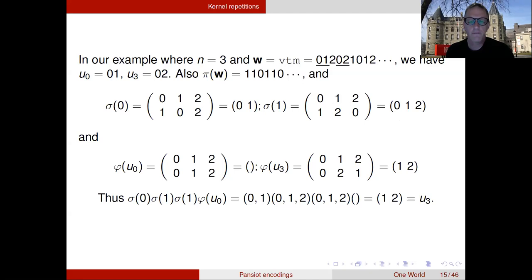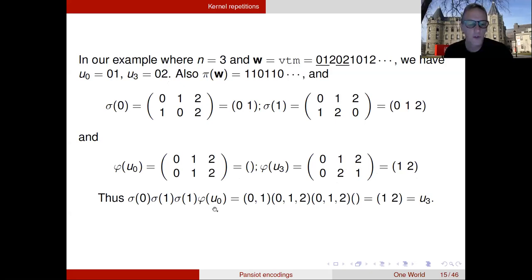and this word 0, 1 looks like this. I've got 0 and 1, and the letter which doesn't appear is 2. And then the image of the word 02, phi of 02, I've got 0 and 2. And then the letter which doesn't appear in that is a 1. So that is phi of 0 is the identity. Phi of U3 is this little 2 cycle.